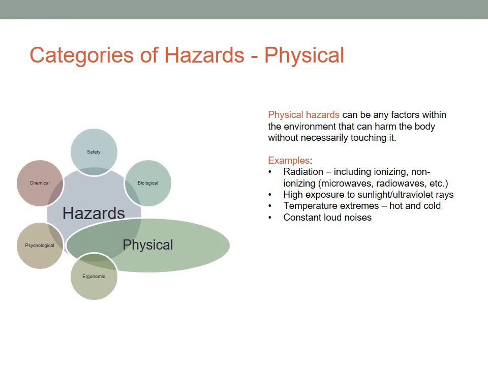Physical. Physical hazards can be any factors within the environment that can harm the body without necessarily touching it. Examples include radiation, including ionizing, non-ionizing, including microwaves and radio waves, high exposure to sunlight or ultraviolet rays, temperature extremes, hot and cold, constant loud noises.